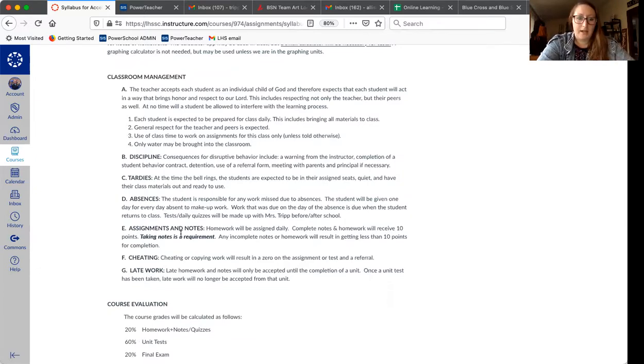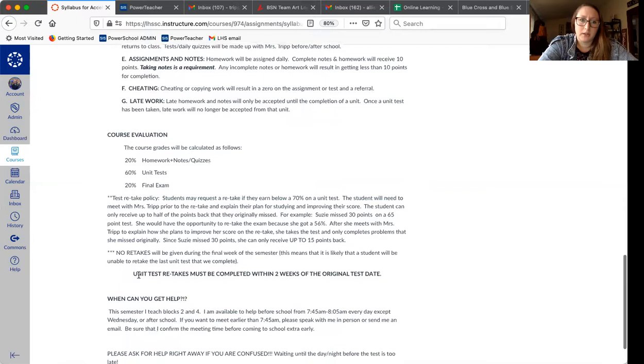The way that I do late grades is that I will accept homework up until the completion of a unit, which you can see there in item G where it says late work. So once we've taken a unit test for any particular unit, I will no longer accept homework from that unit. So assignments will be closed after the day of the test. So no late work after the day of the test.